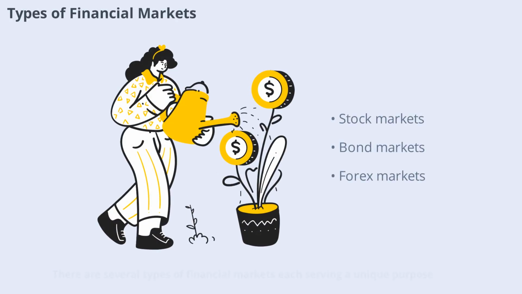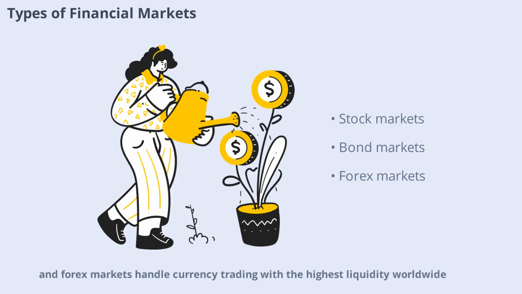There are several types of financial markets, each serving a unique purpose. Stock markets allow companies to list shares for trading, helping them raise capital through IPOs. Over-the-counter markets are decentralized, enabling direct trades between parties without a central exchange. Bond markets let investors lend money to governments or corporations for a fixed period, while money markets deal in highly liquid short-term holding. Derivative markets involve contracts based on underlying assets, and forex markets handle currency trading with the highest liquidity worldwide.